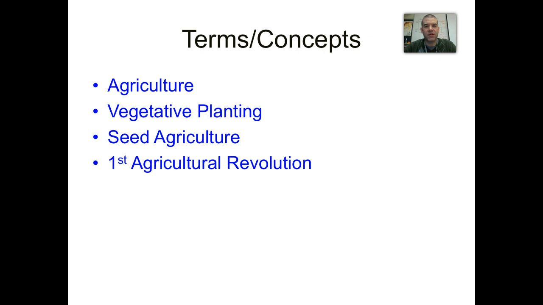This video is going to focus on the origins of agriculture. So as we look at this idea of producing food, as we begin this unit, the major concepts that are going to be highlighted in this short video are agriculture, and the definition of, vegetative planting, and seed agriculture, two different types of agriculture, and the first agricultural revolution. Not really a war, but we call it a revolution anyways.